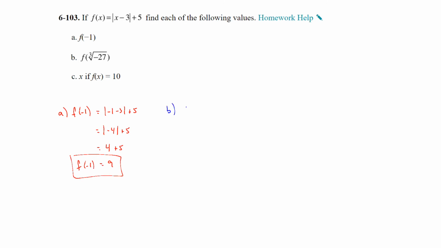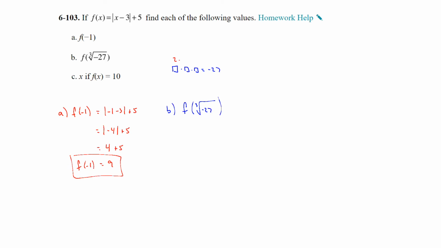Part B says f of the cube root of negative 27. And so we want to plug that in, but looking at that, what is the cube root of negative 27? So we've got to go back a little bit to think about this. Square root means what times itself 2 times. This means what times itself 3 times would give you a negative 27?